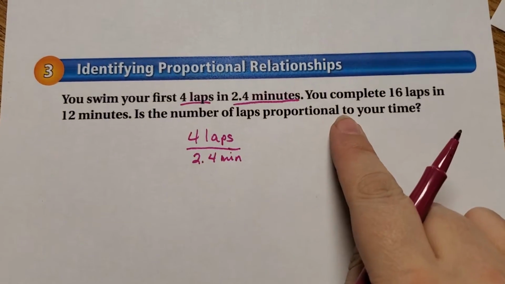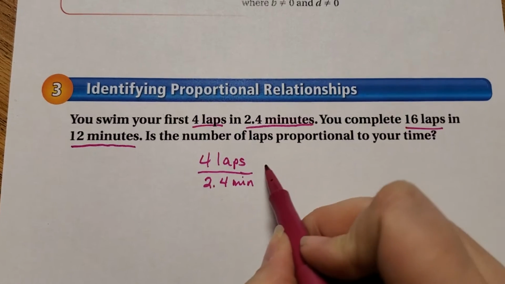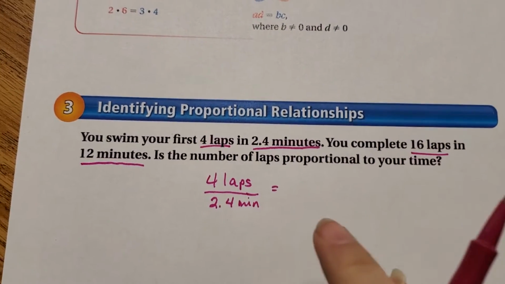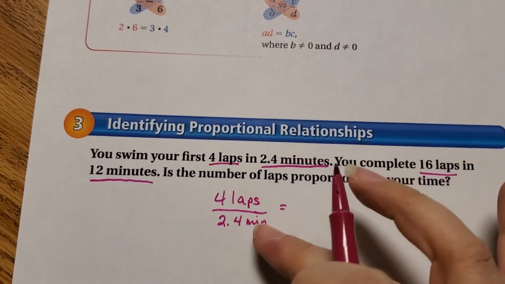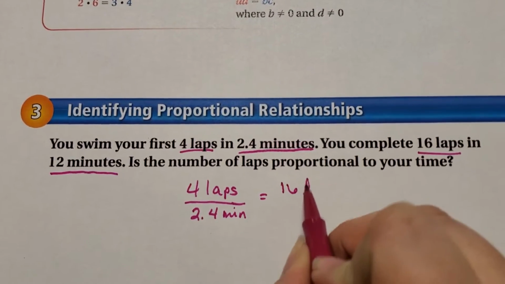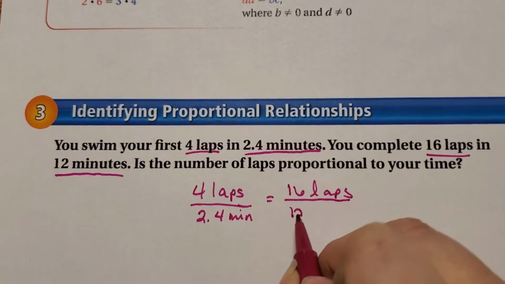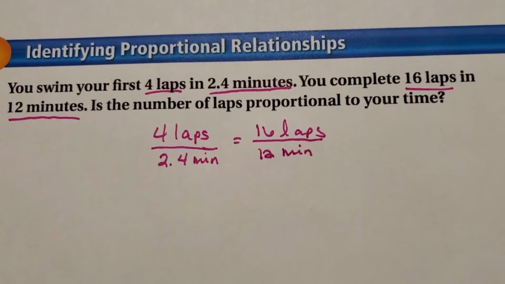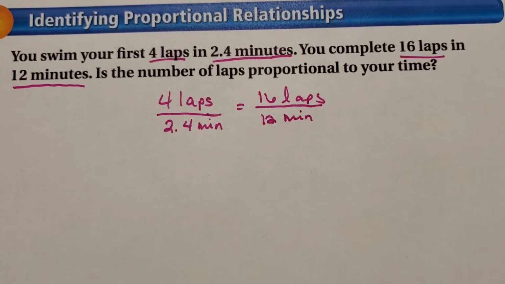It says you complete 16 laps, 12 minutes. So I need to make sure that my laps are in the same spot as they are in my first ratio. So I've got 16 laps, 12 minutes. Okay. So we have this ratio and proportion going on here.